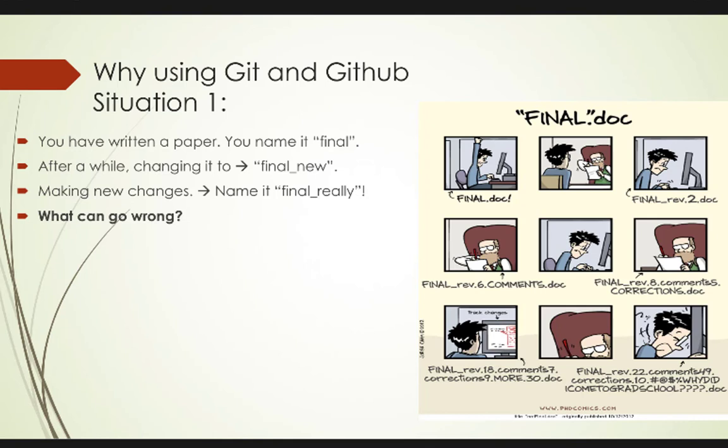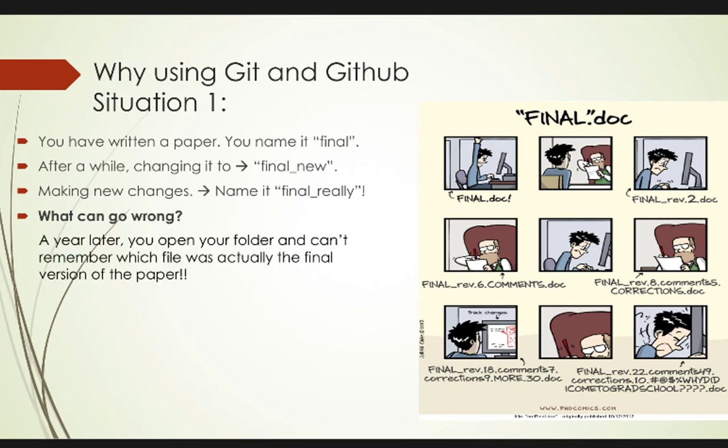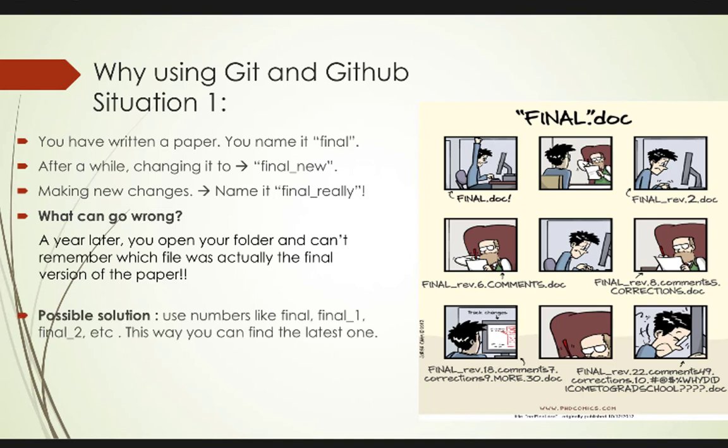So what can go wrong is that after the paper is finalized, if one year passes and you want to go back and find your paper, you look into the folder and there are a lot of files all named final something, and you cannot find the really final version of the paper. The possible solution is that you just name them final 1, final 2, final 3. So then it's easy to find the really final version.